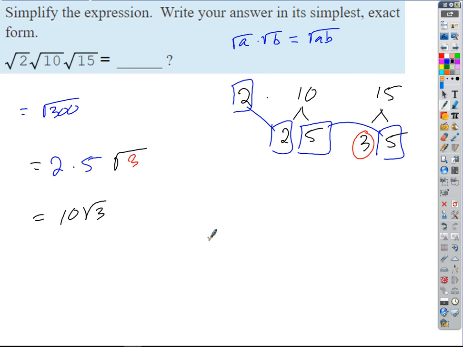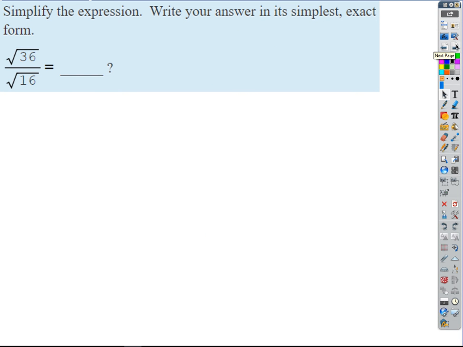And would it have worked to make it the square root of 300 and then break that down with a factor tree? Sure, it would have. But why do that? Why not just make 3 separate factor trees and combine the factors, right? A little bit easier. Okay, already some of the work's done for us. Okay, what about something like that? If we've got a square root of 36 divided by another square root, what can we do?